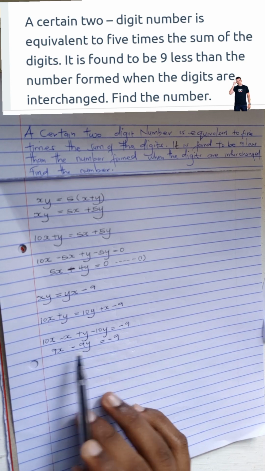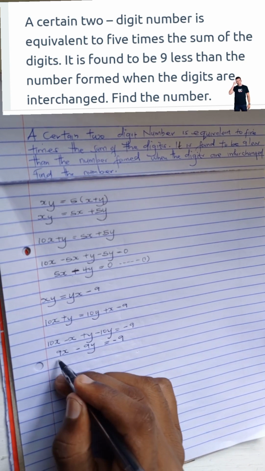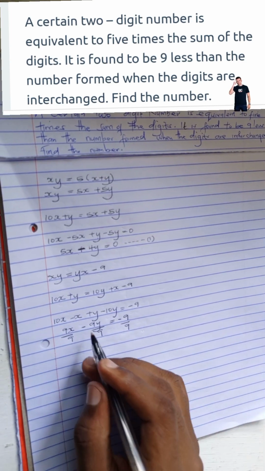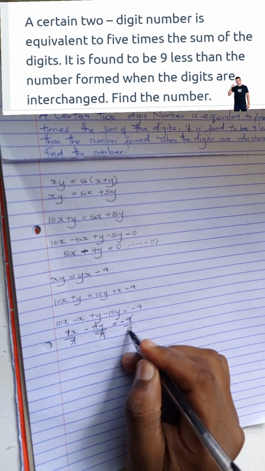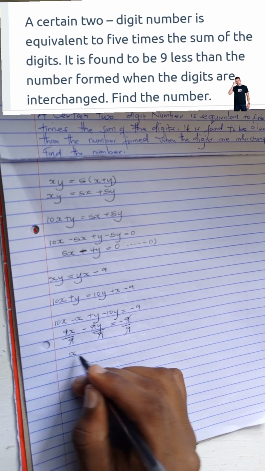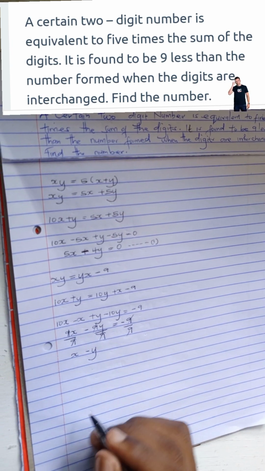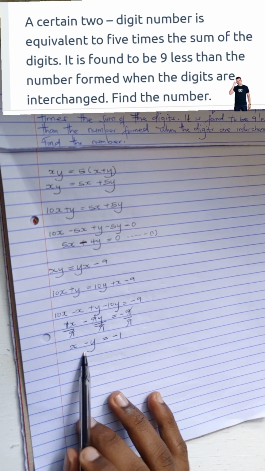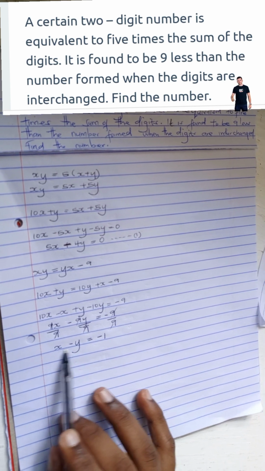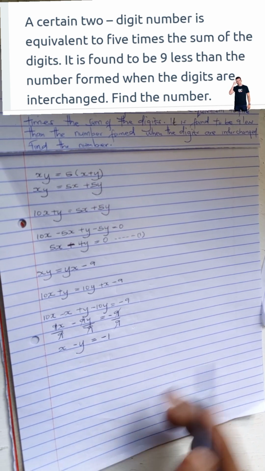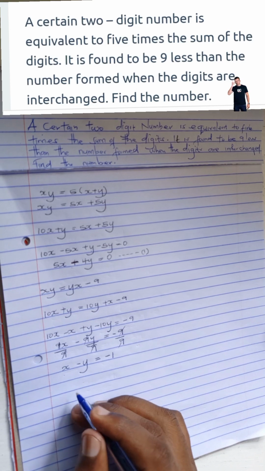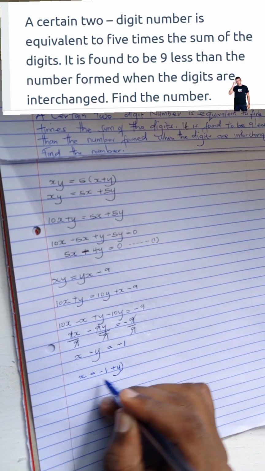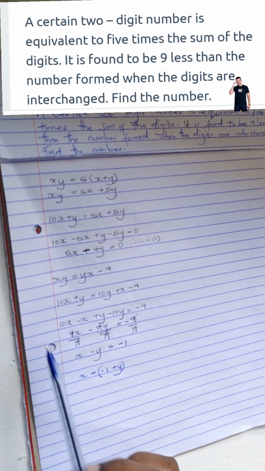Because these values here are common, I can divide by 9, by 9, by 9. So at this point, whatever remains now will be x minus y is equal to minus 1. Right? So from this point, we can get the value of x by making it the subject of the formula. So at this point, I'll be having x is equal to minus 1 plus y. Yes, I believe we are together up to that point.